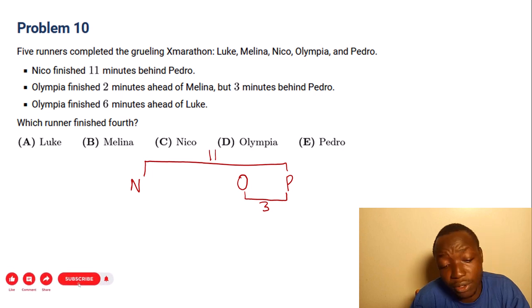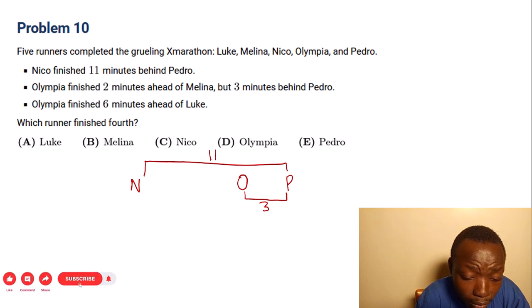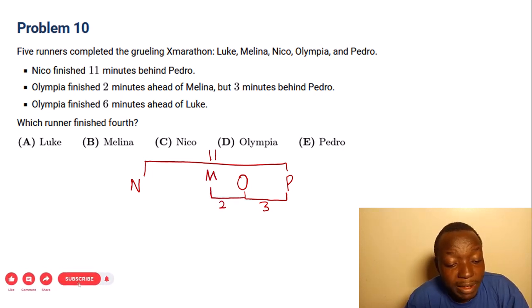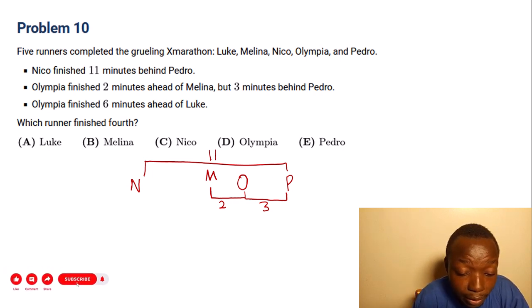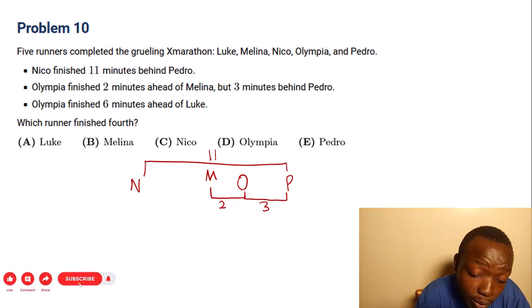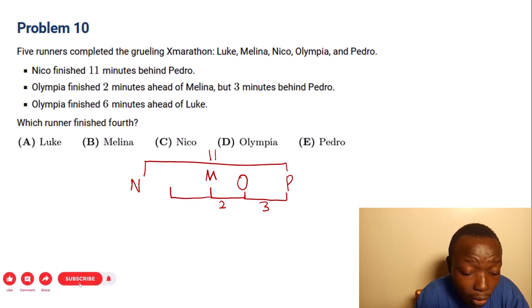If Olympia finished 2 minutes ahead of Melina, it means Melina is behind Olympia by 2. So we can measure another 2. So this will be Melina here. Now, Olympia finished 6 minutes ahead of Luke. So this is Olympia here. 6 minutes ahead of Luke means Luke is 6 minutes behind. So already they have 2 minutes to Melina, so we need to add 4 more minutes. So we'll get to Luke. So this is the arrangement of their positions.